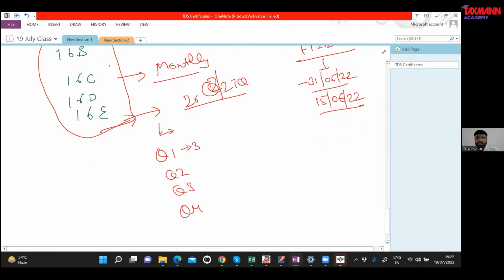For the first quarter, it is 31st of July. Then for Q2, it is 31st October. Then for Q3, it is 31st January. But for quarter 4, it was not 1 month, but 2 months, right? 2 months. 31st May. So these Form 16A are to be issued within 15 days from the date of filing of those TDS returns.